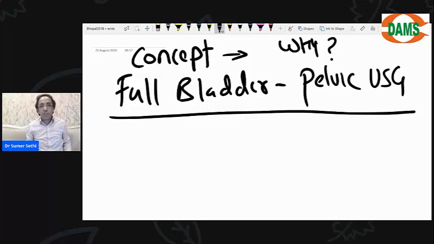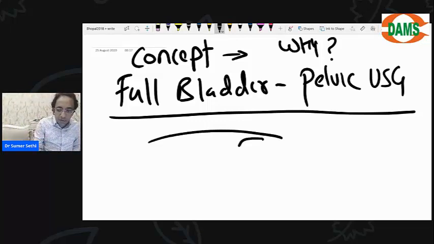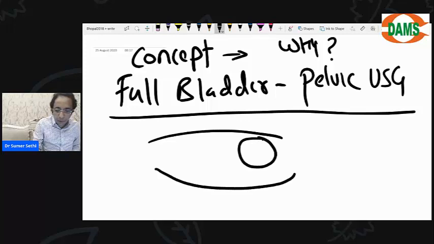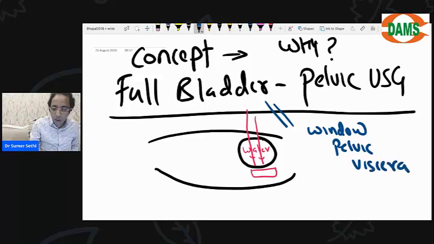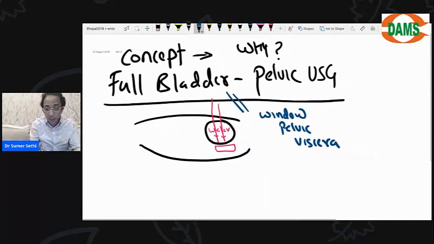They are not allowing my sound to go. Now what I do is I make the patient full bladder. This bladder is now full of water. So water allows the sound to go in and it gives me a window to look at the pelvic viscera. Do you understand this now? So the water in the bladder gives you a window to look at pelvic viscera, which you cannot see if the patient is empty bladder.